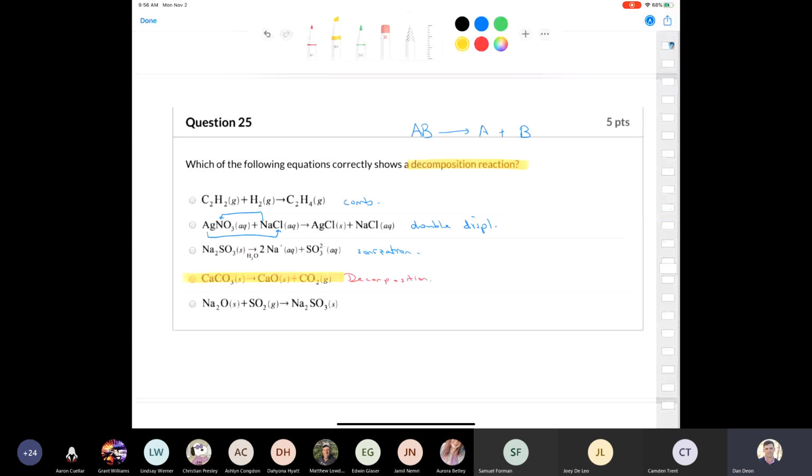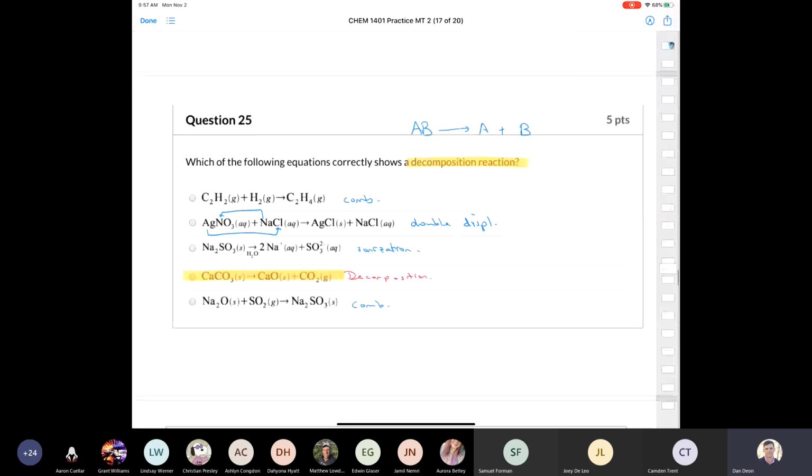And the next one is also a combination reaction where we're adding sodium oxide and sulfur dioxide to make sodium sulfite. So this is also a combination reaction. So there we go. We identified the decomposition reaction.